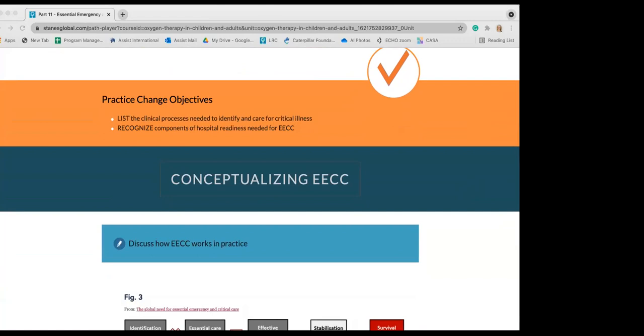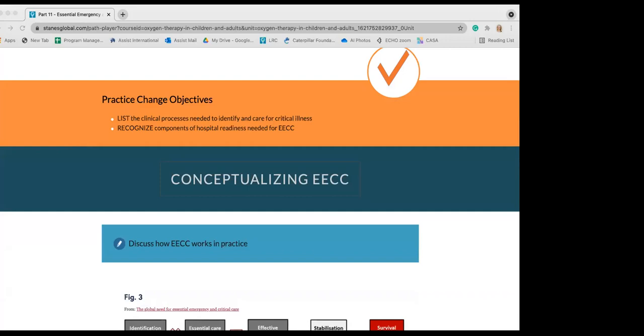Okay, so let's think about the last objectives. We need to be able to list the clinical processes needed to identify critical care illness. We need to be able to recognize components of hospital readiness needed for essential emergency and critical care.